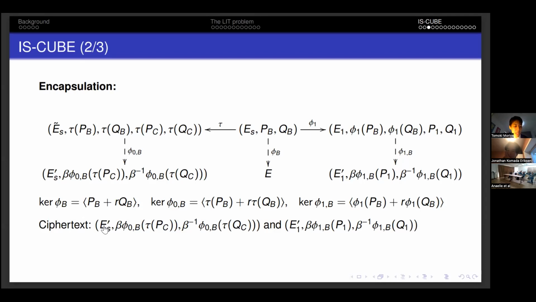And the ciphertext of the ice cube becomes the bottom line. So ES prime and beta phi B, tau PC, and beta inverse phi 0B, and tau QC, and E1 prime, beta phi IB P1, and beta inverse phi IB Q1. And the shared key is the middle curve E, and the secret key is R and beta. And this is the key encapsulation. And finally, Bob sends this ciphertext to Alice.